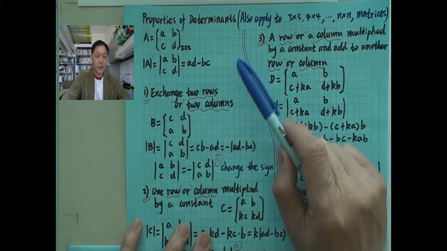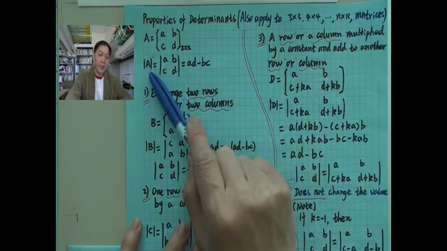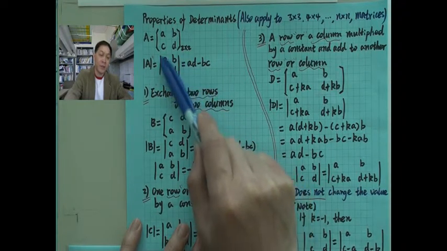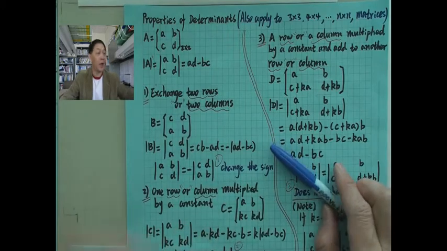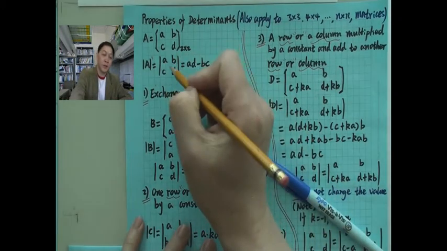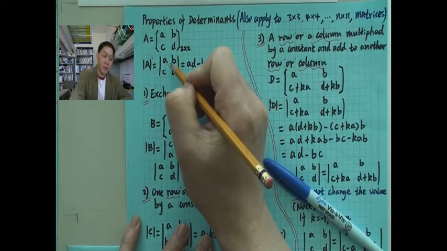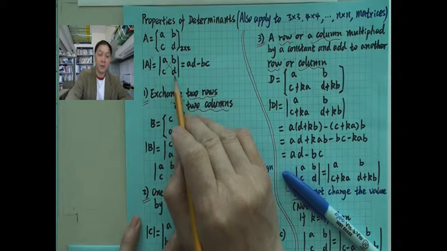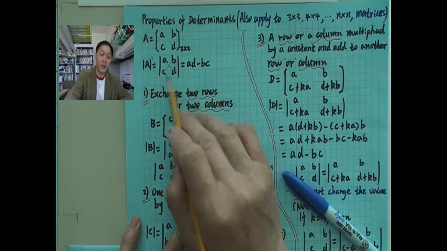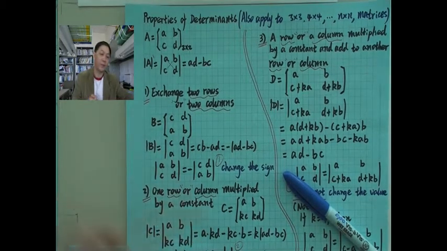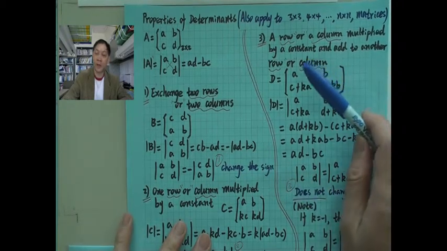Now, the determinant of A for a 2 by 2 matrix is denoted by vertical lines, which is A times D minus B times C. A times D, this diagonal, minus B times C, this diagonal. It's always subtraction. Now, let's see what property they have.